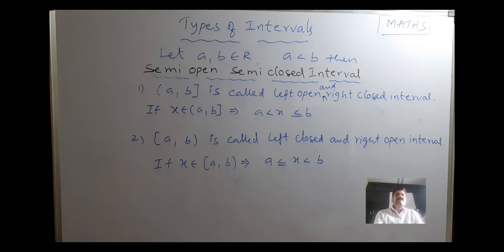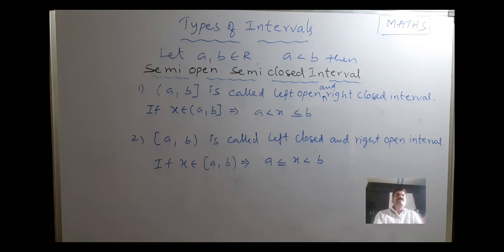Hence, if x belongs to open a comma b closed, that means no doubt x is the value which lies between a and b. Hence I can actually write it as a less than x less than b. Whereas here b is included, no, closed b. Hence we need to include b also. Therefore, x belongs to open a comma b closed is defined as a less than x less than or equals to b. Now look at the second one.